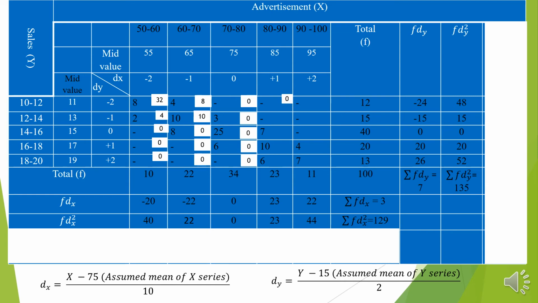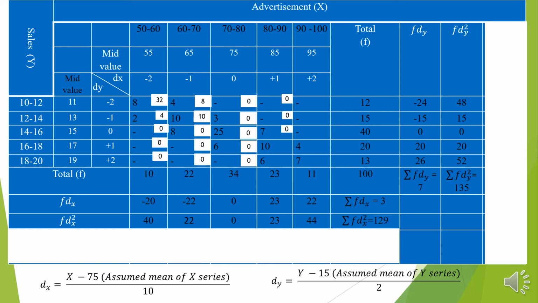Okay, 85th in the sense 85th mid value. So the first cell is 0, because frequency is 0. Second cell frequency is 0, therefore the value is 0. F dx dy should be 0. Now look here. Here it should be 0 because dy is 0. 0 into 7, 0. 0 into 1, 0 it should be.